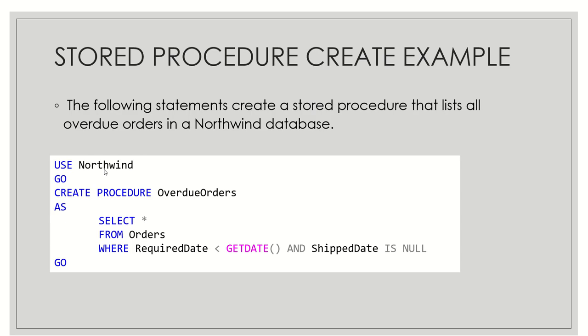Now here's an example of a very simple stored procedure. This one doesn't use any input or output parameters, and what that means is it's going to execute the same way every time. This procedure uses the Northwind database. Now I don't think we've done any examples in Northwind yet.